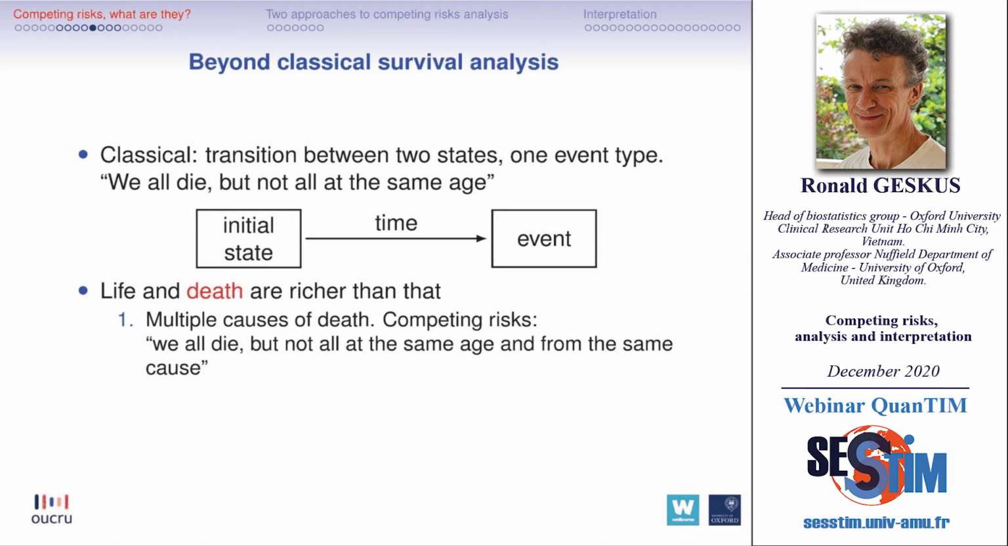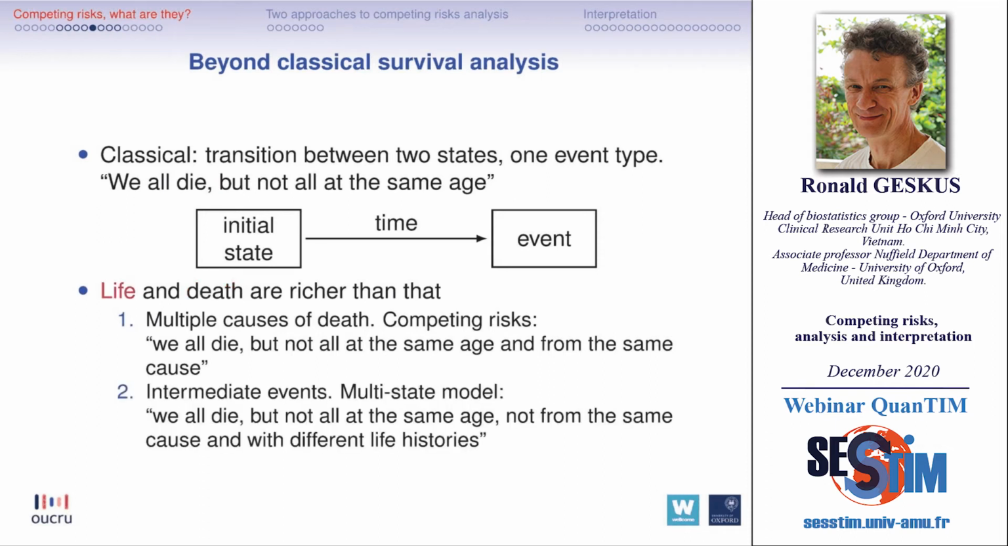We can go one step further and say, well, life is also richer than that. We can also look at intermediate events. I'm not going to say anything about this in this presentation, but then you would end up with a multi-state model. So then you would include intermediate information to describe the whole process from, well, in this case, birth until death, but it could also be from HIV infection until death.